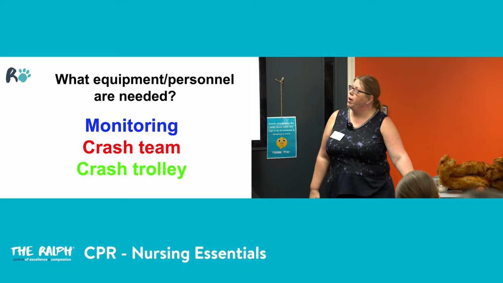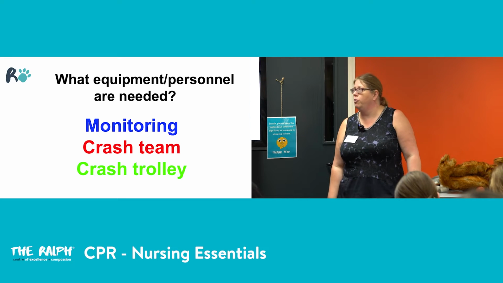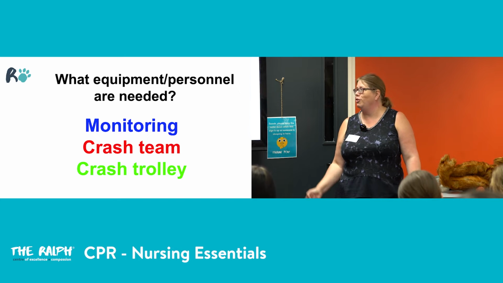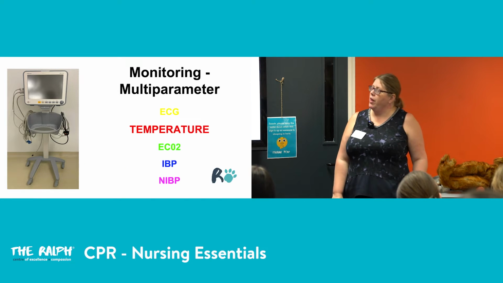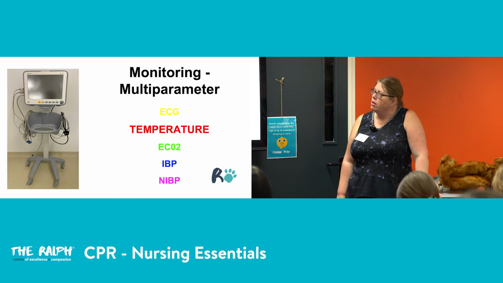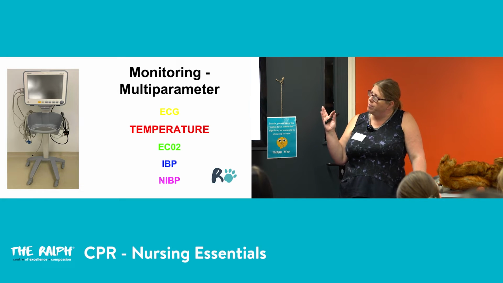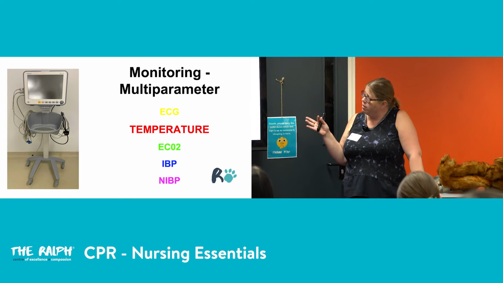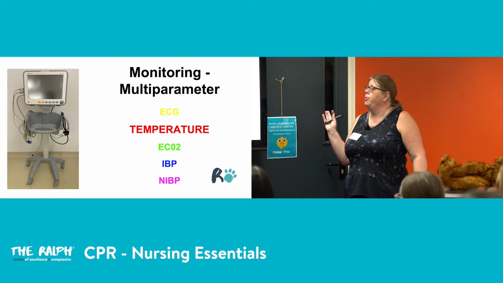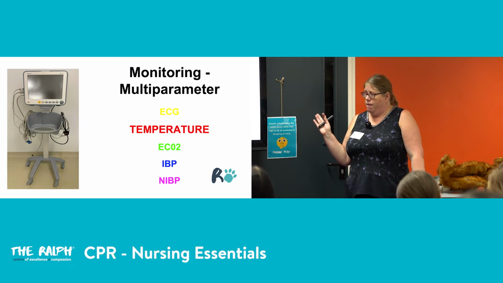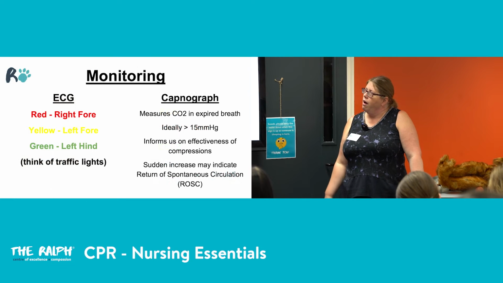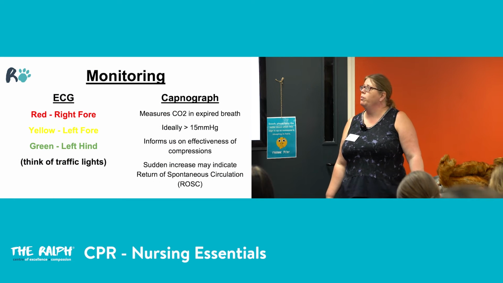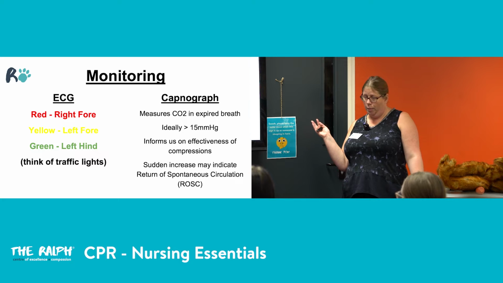Okay, what equipment or personnel are needed during a crash situation? So we need some monitoring, we need a crash team and we need a crash trolley. A bit like I think you had a talk this morning on multi-parameters. So again, this is the one we use here, the Mindray. These are all the things that it does: ECG, temperature, tidal CO2, invasive blood pressure and non-invasive blood pressure. For our purposes, the main two things we use are an ECG and a capnograph.